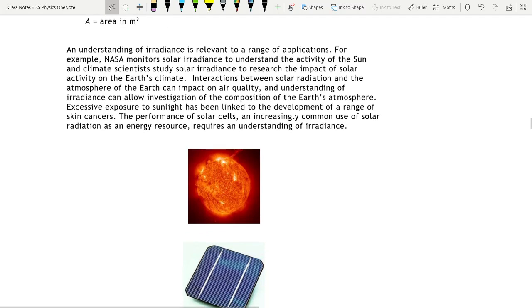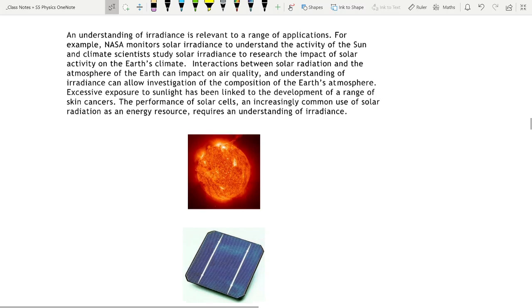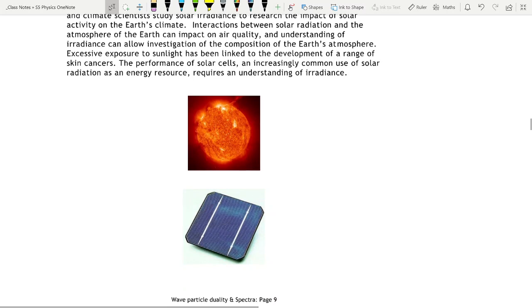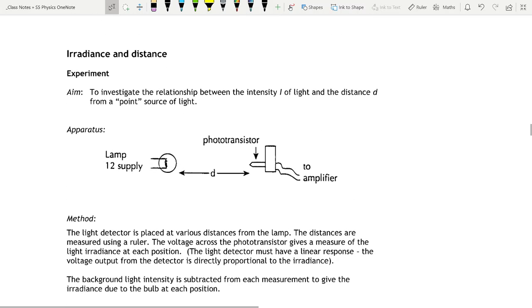Interactions between solar radiation and the atmosphere of the Earth can impact on air quality, and understanding of irradiance can allow investigation of the composition of the Earth's atmosphere. Excessive exposure to sunlight has been linked to the development of a range of skin cancers. The performance of solar cells and the increasingly common use of solar radiation as an energy source requires an understanding of irradiance too.